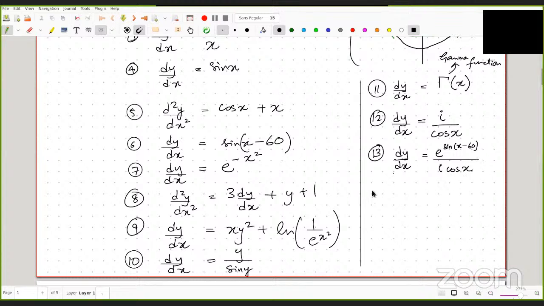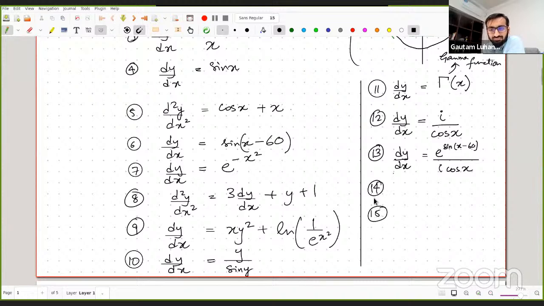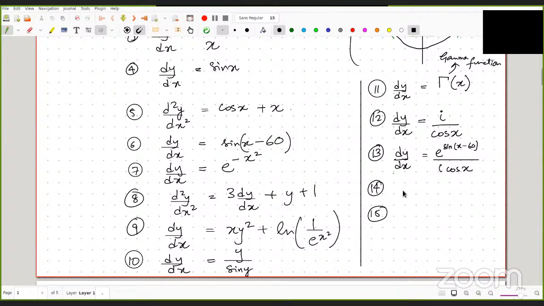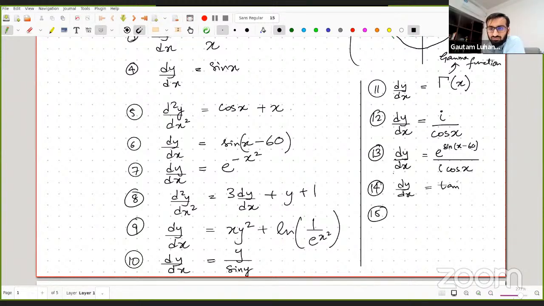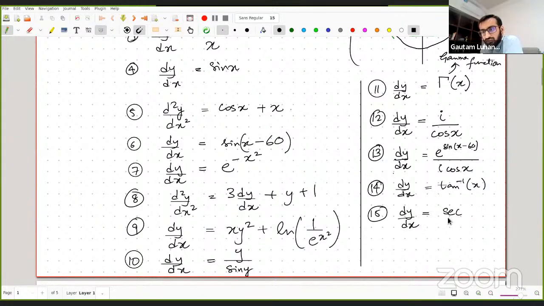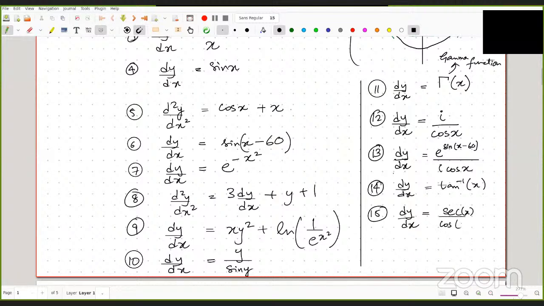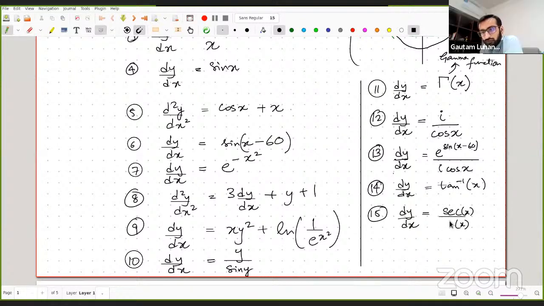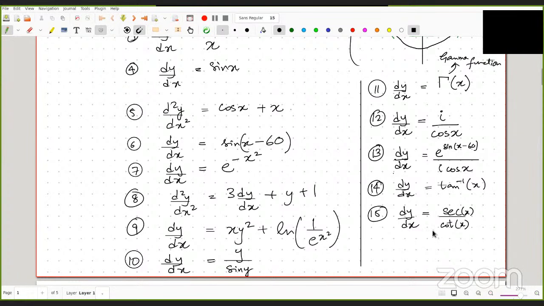More. Two more. I think going into the inverses of trigonometric functions, like i dy by dx equals tan inverse of x, maybe. Okay. So we have the arctan function, tan inverse of x. Okay. What else? Would it be like dy over dx equals secant divided by cotangent? Okay, cotangent function. All right. That's it? Yeah, that's it.